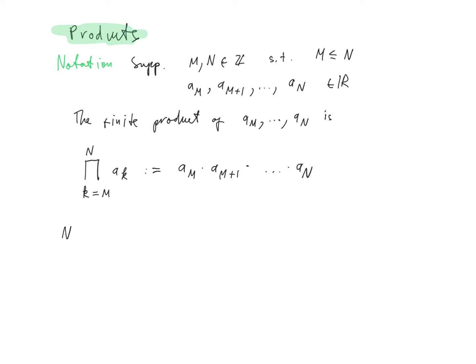And just as before, this index k is absolutely unimportant, so we could use any other letter or expression for indexing. So as before, we have that the product of the numbers ak starting with k equals m and up to n is the same thing as the product over, let's say, l starting with m up to n, al, which is the same thing as the product over all j starting with m up to n, aj, etc. So we can use different expressions for the index of the corresponding product.